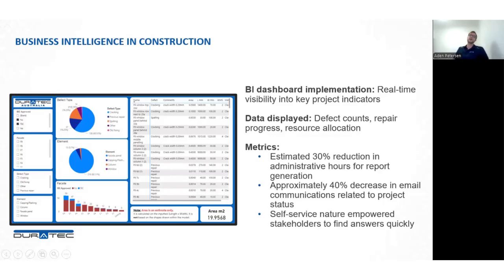While the full implementation was brief due to project priorities, it demonstrated significant potential. There was a significant reduction in admin hours and a 40% decrease in project status inquiries. The self-service nature meant stakeholders could find answers instantly rather than having to wait hours for a response. For your information, these links can be accessed via your phone, iPad, or laptop, and all of these filters on the screen here can provide that self-service nature.